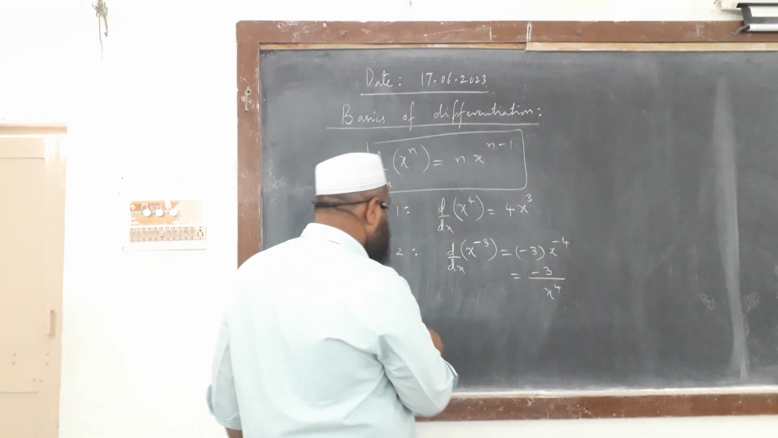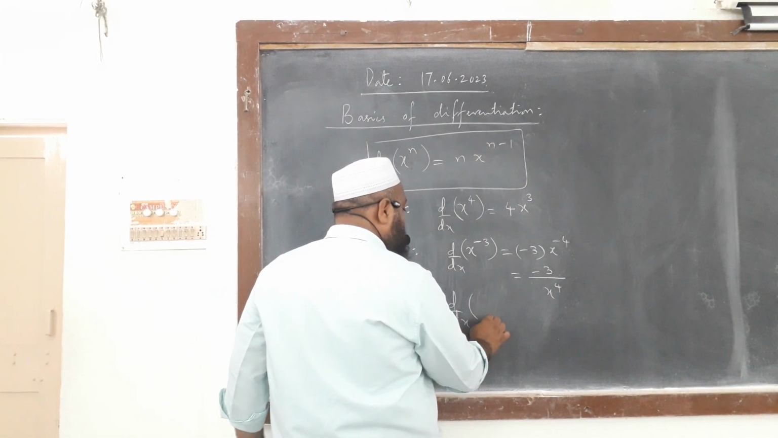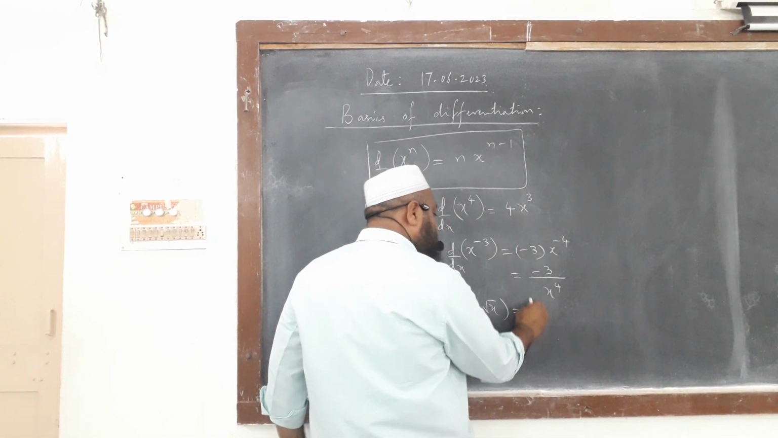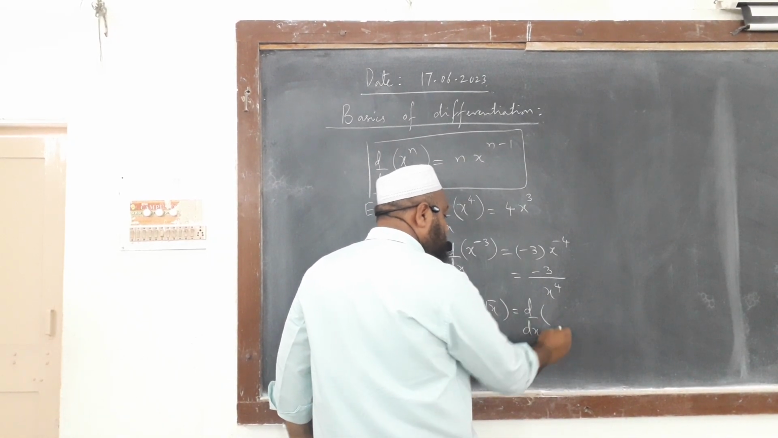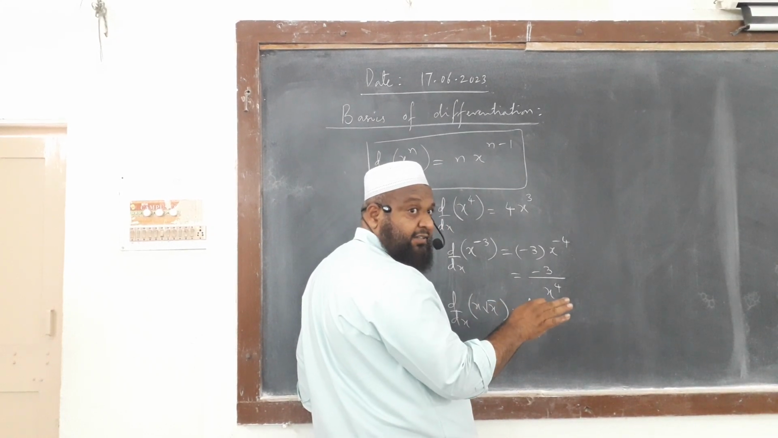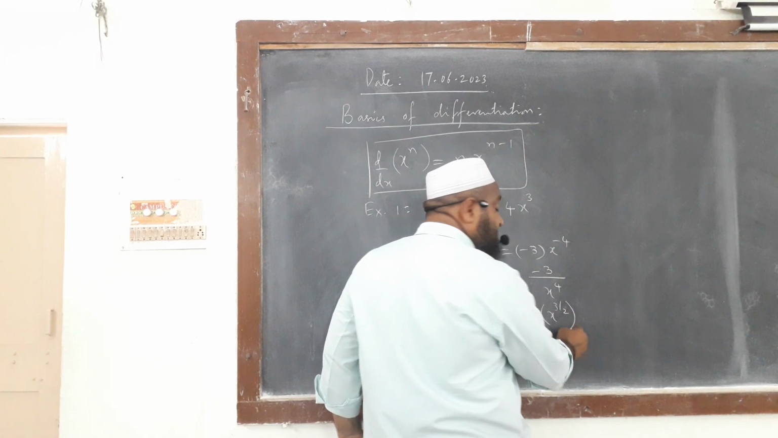Let us take a fraction for example. d by dx of x root x. Now first of all you make it as a single power of x. That is going to become 1 here, half here. So 1 plus half is 3 by 2. So x to the power of 3 by 2.